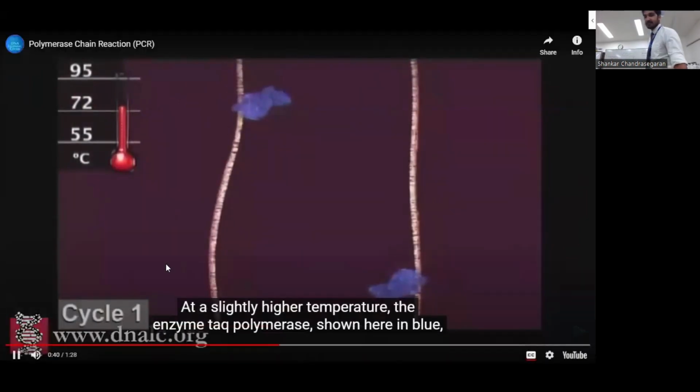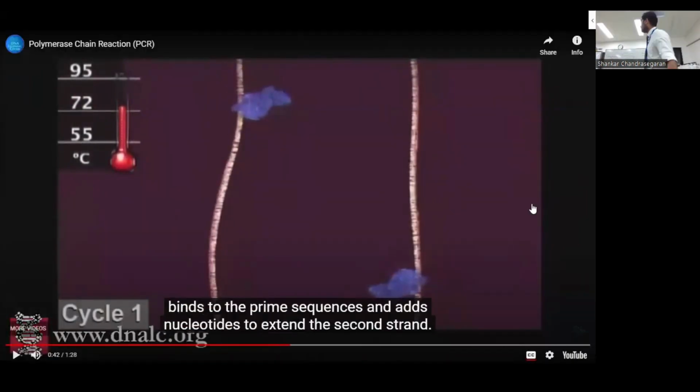The enzyme Taq polymerase, shown here in blue. So remember, like I said, the optimal temperature at which enzyme Taq polymerase is able to function is 72 degrees. So now the temperature needs to be brought up. And this is the final process, and that is called elongation. And this is happening at a temperature of 72 degrees Celsius. Okay, so this is the optimal temperature at which Taq polymerase works.